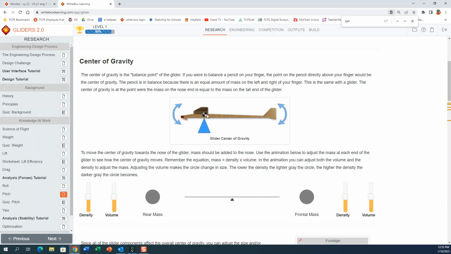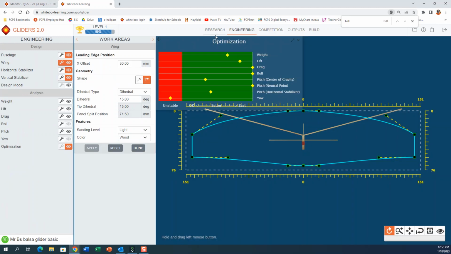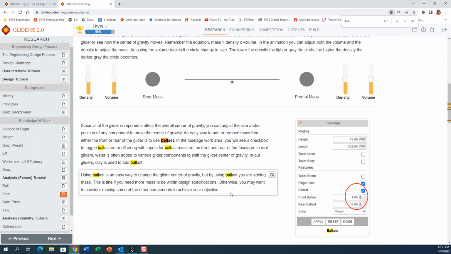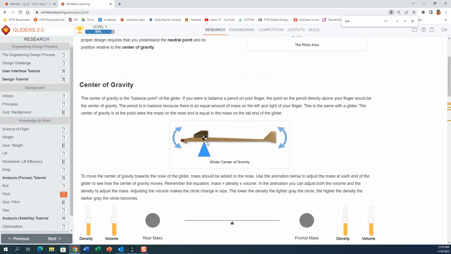So there's a magic sweet spot right in there somewhere, and we just have to find it, okay? So let's go back over here. Now remember, what is center of gravity? Center of gravity is the point at which the weight on either side of the center of gravity is equal.